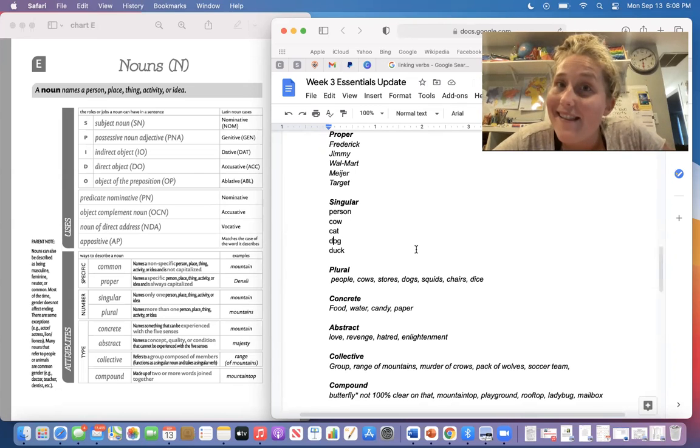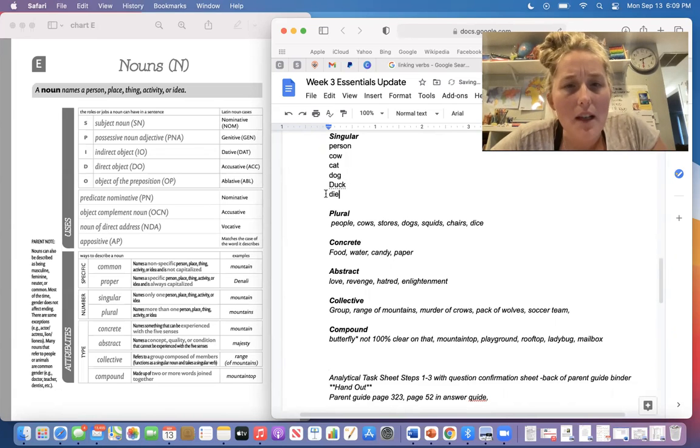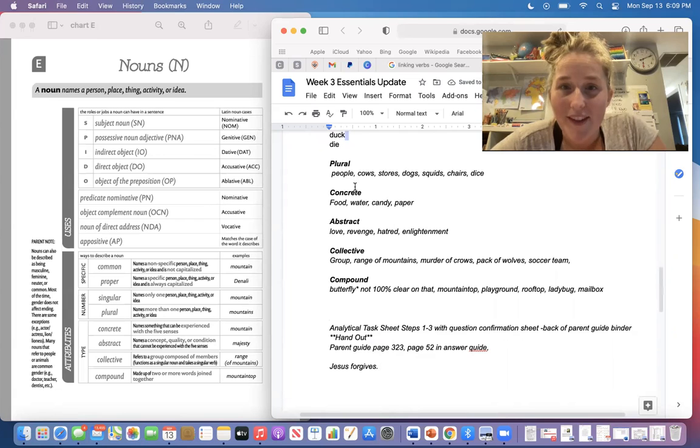If you add an S, or change up the way that you say those same nouns and make them more than one, you can get lots of plural nouns. People, cows, stores, dogs, squids, chairs, and dice. We also had die up here, so I'll put that one up, as in like the die. Yeah, they keep changing it to proper nouns. All right, then we have concrete versus collective.